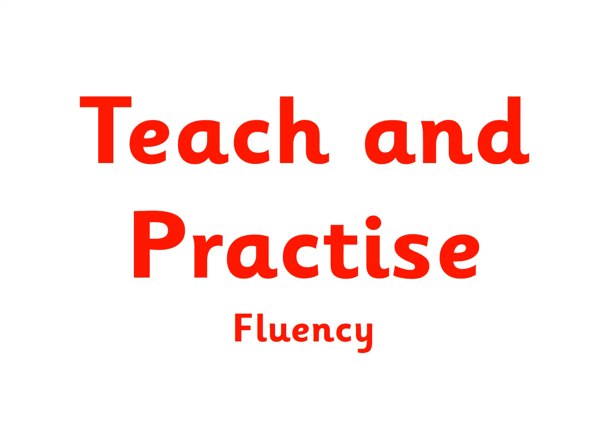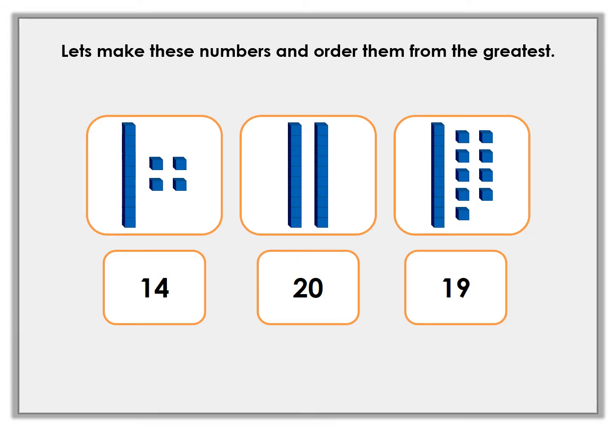Right, let's have a look at what we're looking at today. We are ordering numbers, okay? Let's see how much you remember. So let's have a look at these numbers. We've got our base 10 to help us count them, but we've got the number underneath. So we've got 1 ten and 4 ones, and underneath that says it's 14. We've got 2 tens, which is 20, and we've got 1 ten and 9 ones, which is 19. And now we need to order them from the greatest, okay? So from the greatest number to the smallest. So which one is the biggest number? The greatest number. Well done, 20.